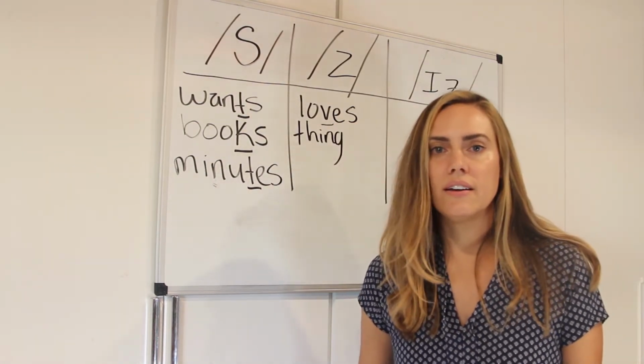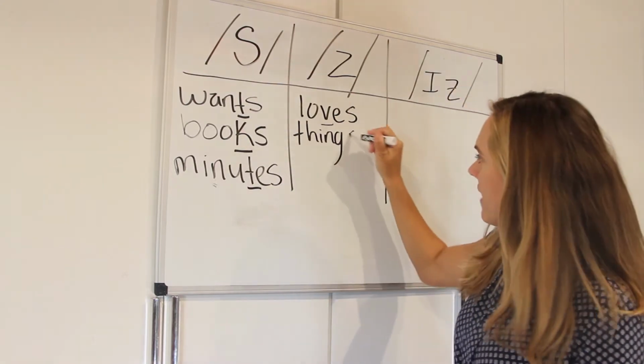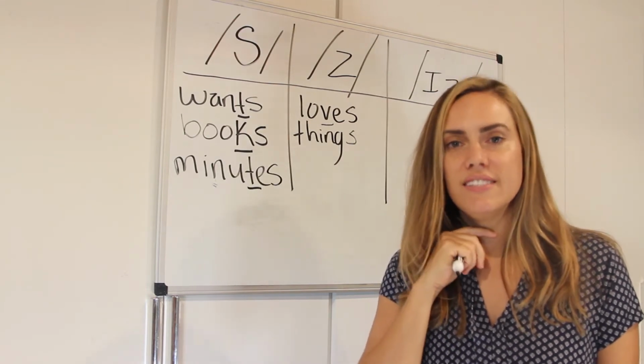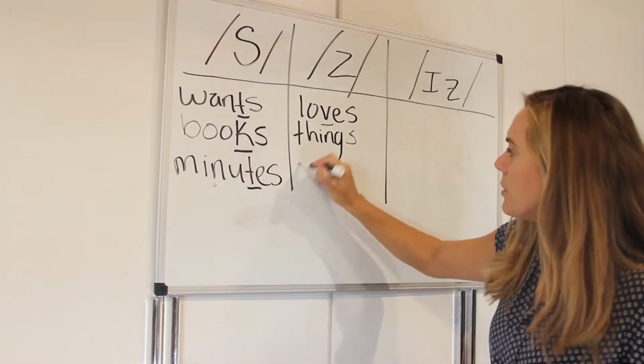Another one, thing, g, g, g. That's voiced. So when I add the S, the pronunciation is things, things, okay? Here's one more.